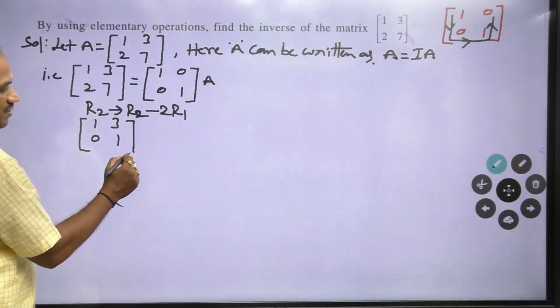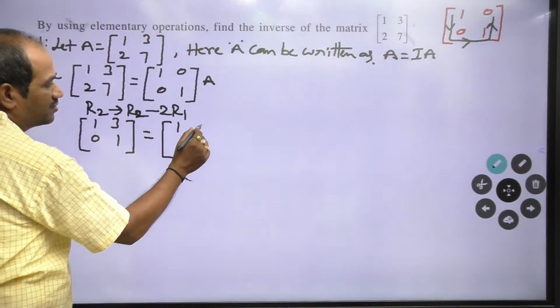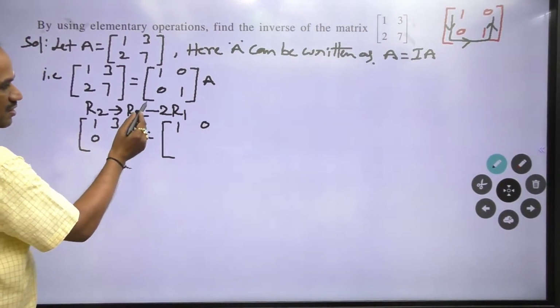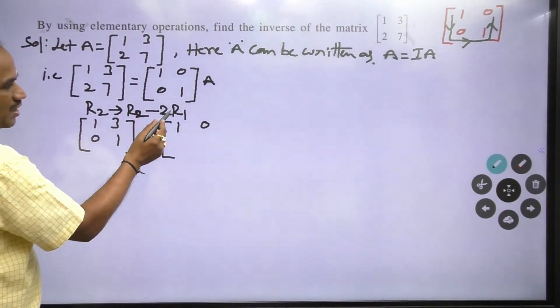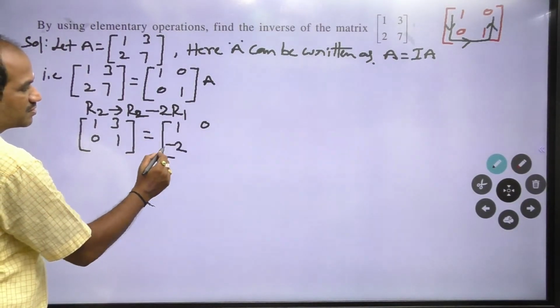Okay. 7 minus 6 is 1. So that is equal to, right. See here R1 is the same, 1 0. R2 is changing: R2 element 0 minus 2 into R1 element, which is 1 here. 2 into 1 is 2, so this element is minus 2.